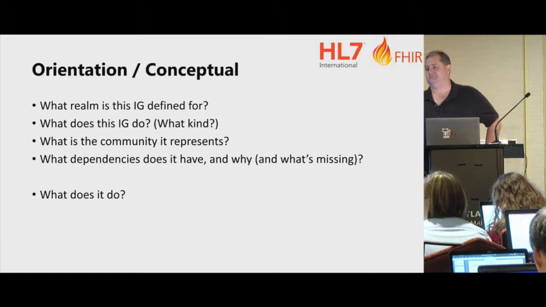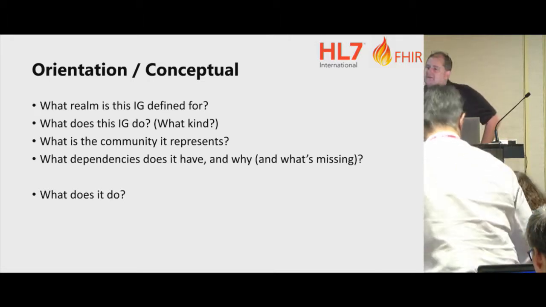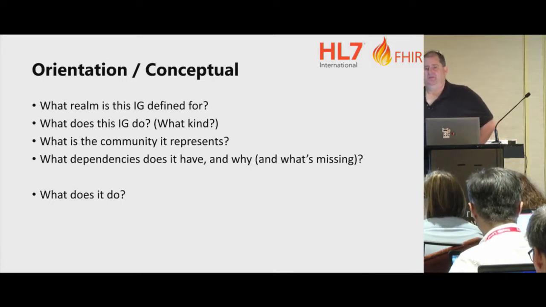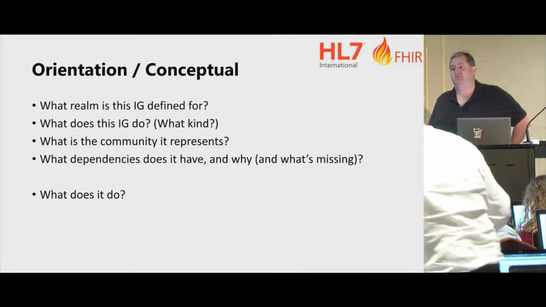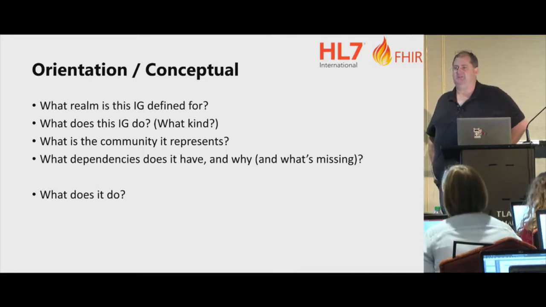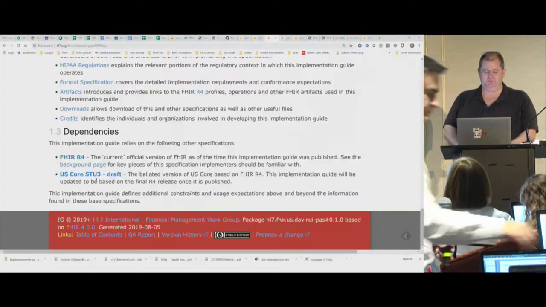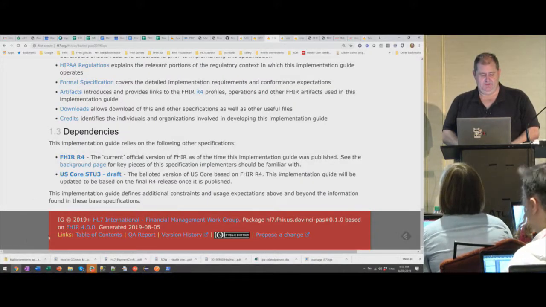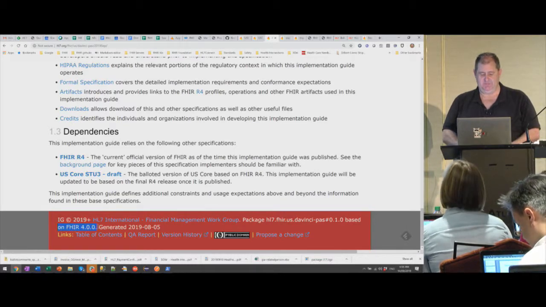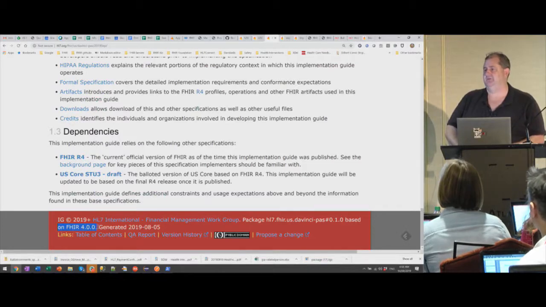US core does have parts of it that is based on the base spec. Does that mean the base spec is a dependency? The base spec is a technical dependency, but every implementation guide depends on the base spec. So we take that one for granted. And instead we ask which of the base specs, and we require as a publishing feature that it be clearly identified in the implementation guide.